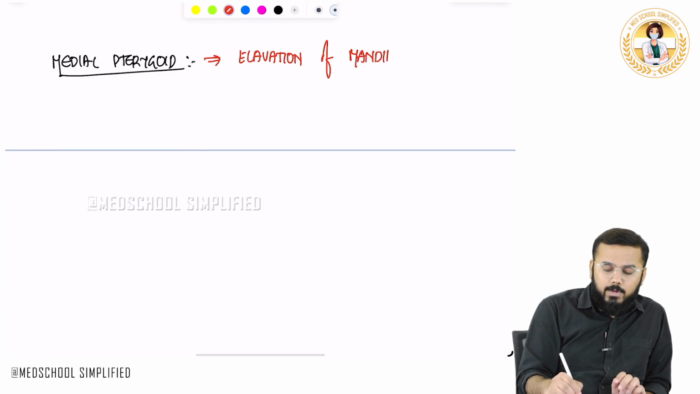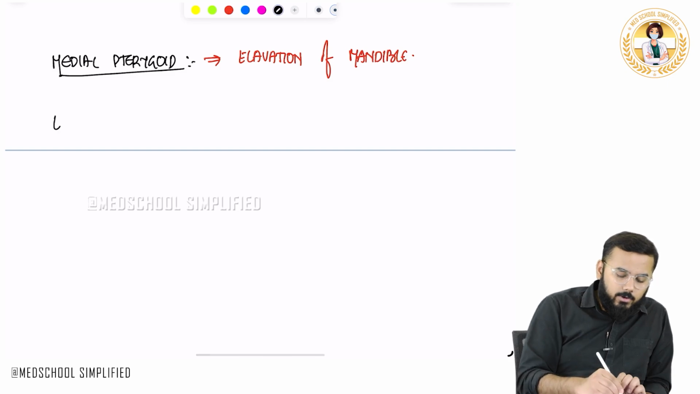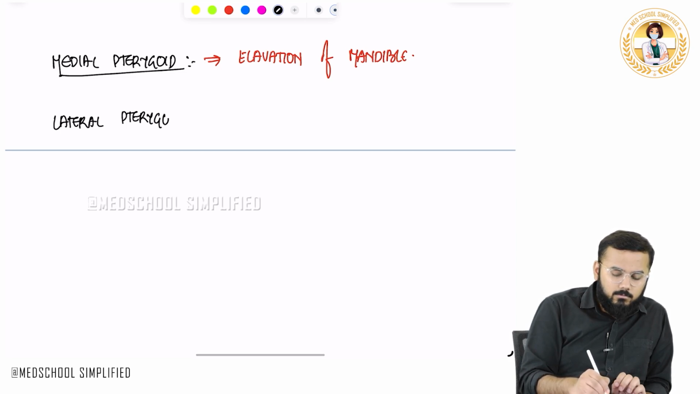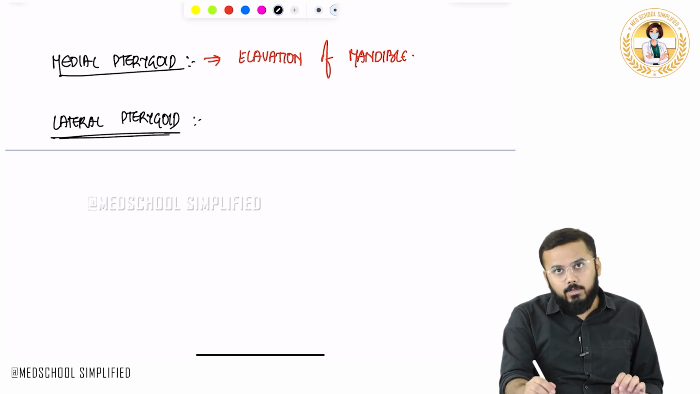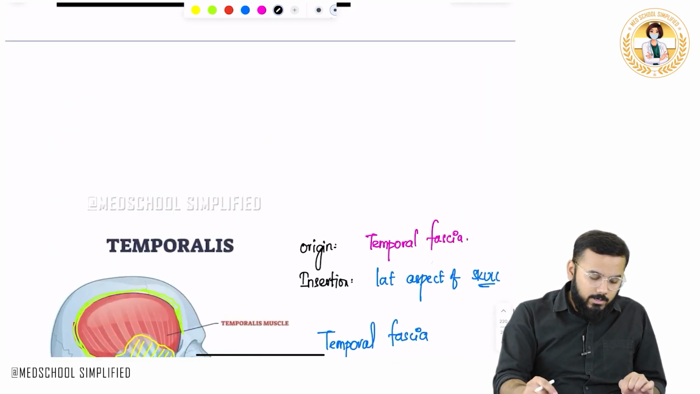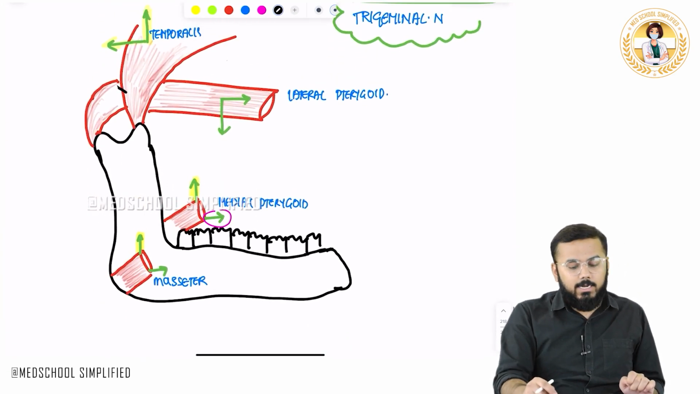Elevation of mandible. Okay. Next, coming to the lateral pterygoid. So coming to the lateral pterygoid, what is the action over here? The action over here is that, let us look at the muscle over here. See, this is lateral pterygoid.